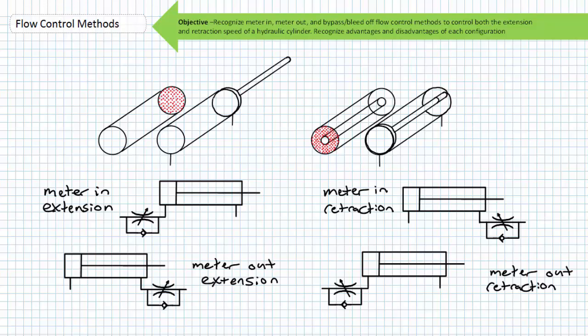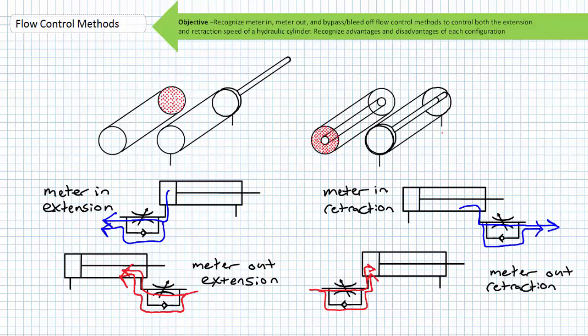And importantly, how does the orientation of the check valve bypass influence which flow control method, meter in or meter out, and which action, extension or retraction, it controls? Obviously, the check valve bypass is a means of bypassing the flow control valve. When it's run in one direction, it's controlling or metering flow. When it's run in the opposite direction, it's bypassing the flow control valve and allowing free, unrestricted flow.